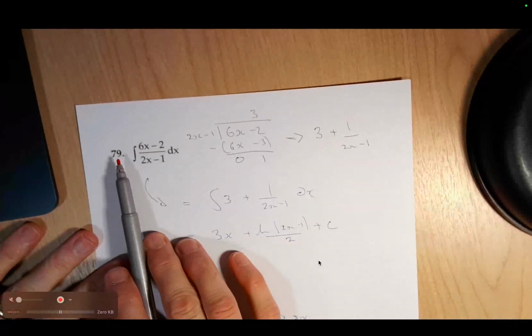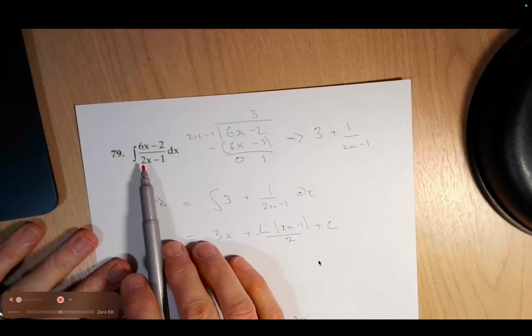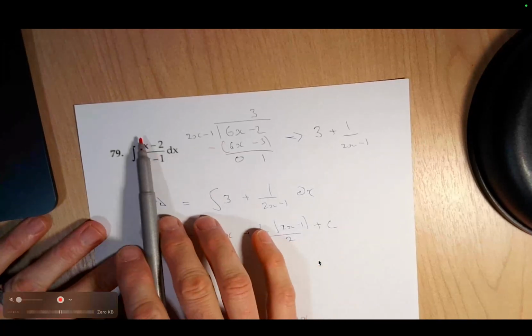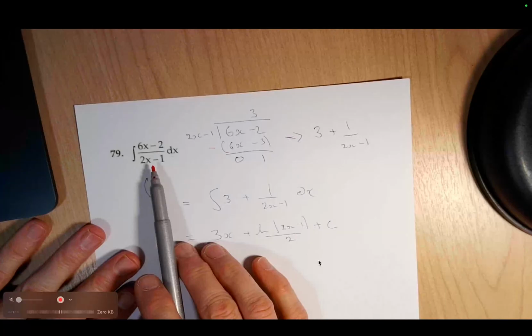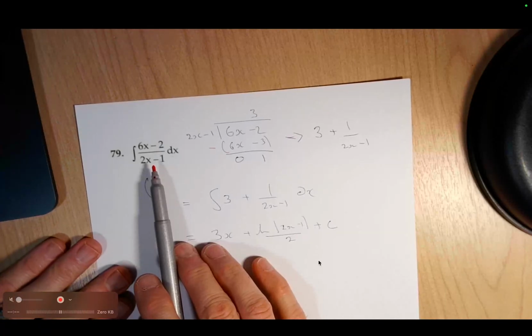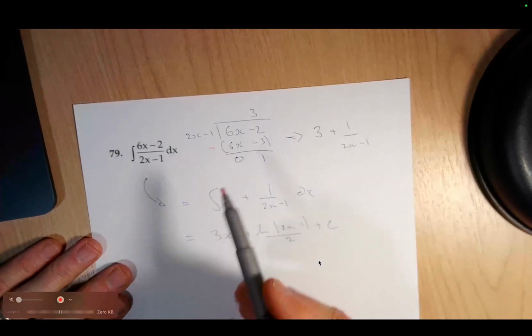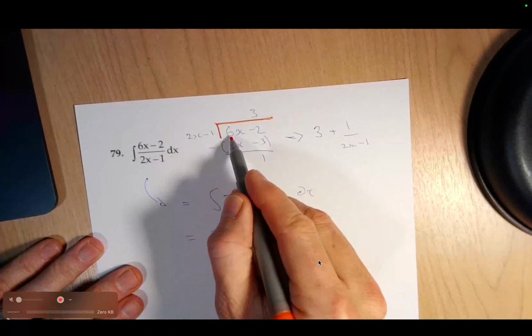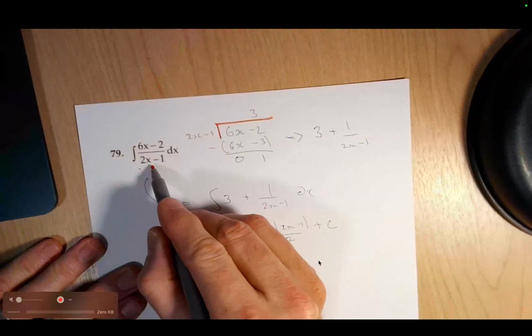Okay, number 76, just slightly harder because you've got a 2x in here. So same thing, you need to do some, my recommendation is long division. And basically let's set it up. So we're saying 6x minus 2 divided by 2x minus 1.